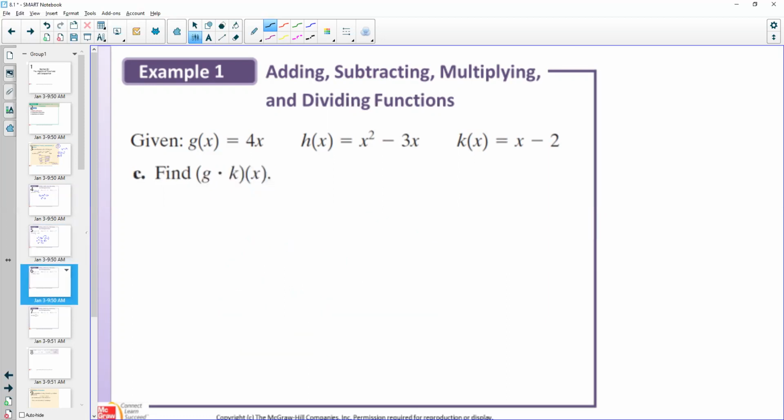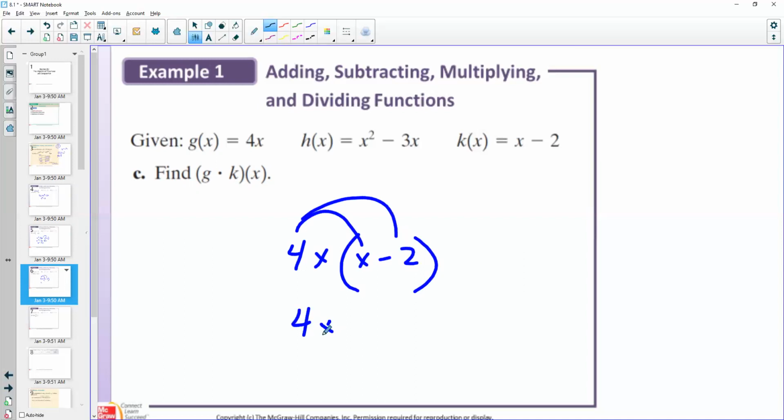All right, let's multiply. I'm going to do g times k. Well, g is 4x. I'm going to multiply by x minus 2. So I'm just going to distribute here. So we have 4x squared minus 8x. I multiplied. This is all this is.